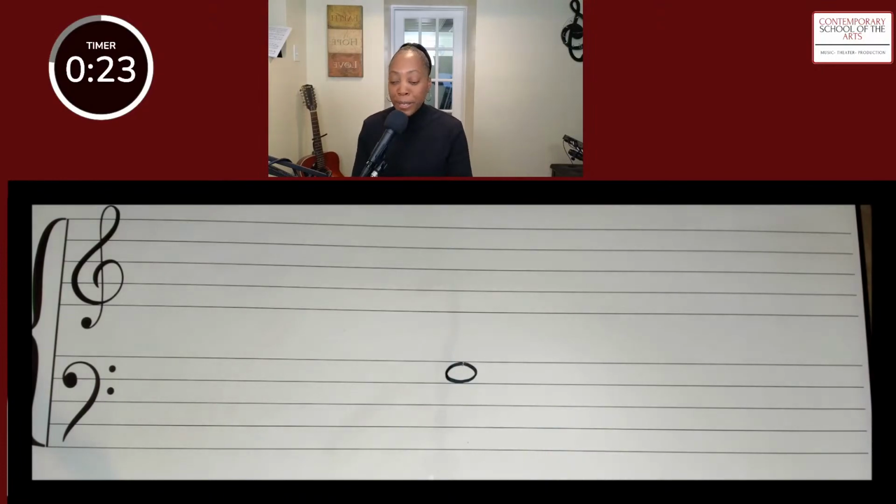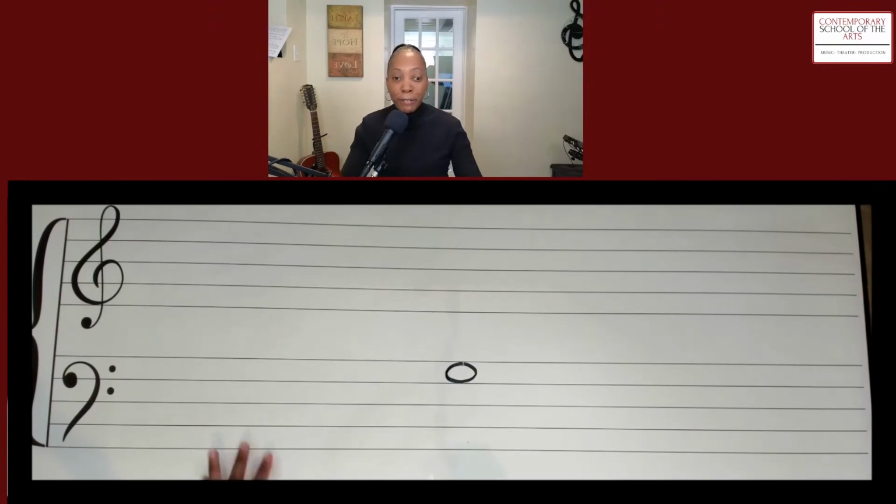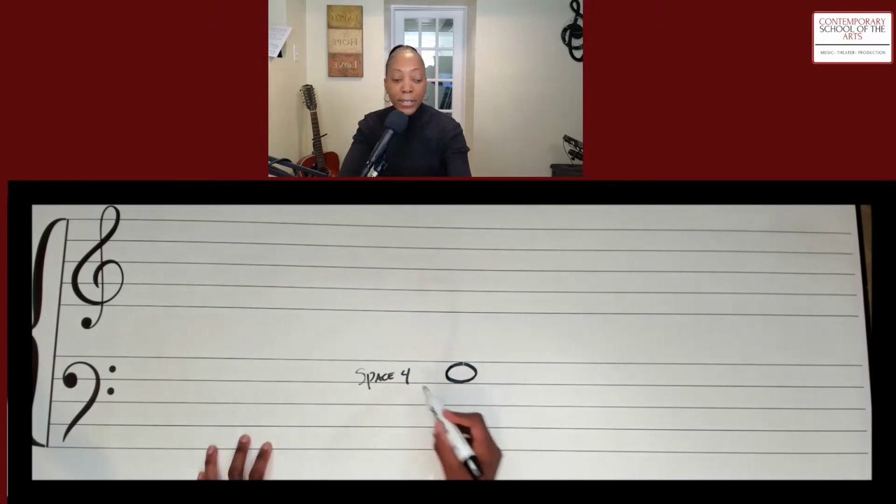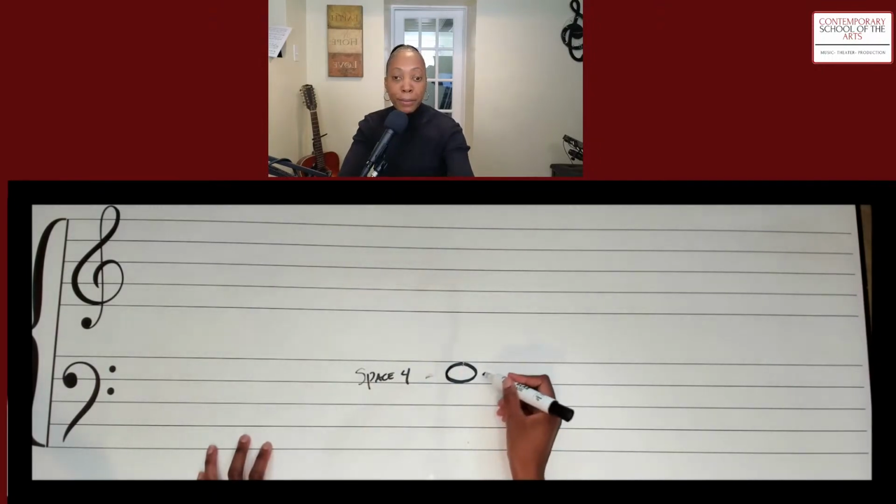Good job, 2 for 1, with your last answer. Okay, somebody said space 4, mobile music. Great job. All right. Somebody else. All right, that's our time. Okay, all right. So if you said space 4, you are correct. Remember, we count from the bottom to the top.